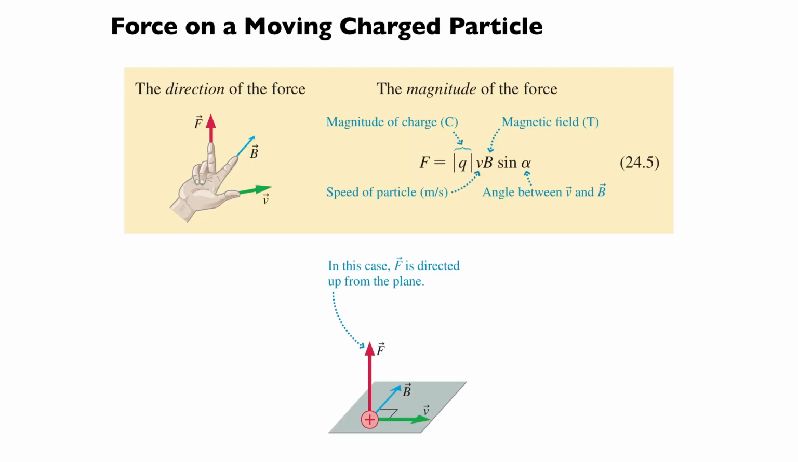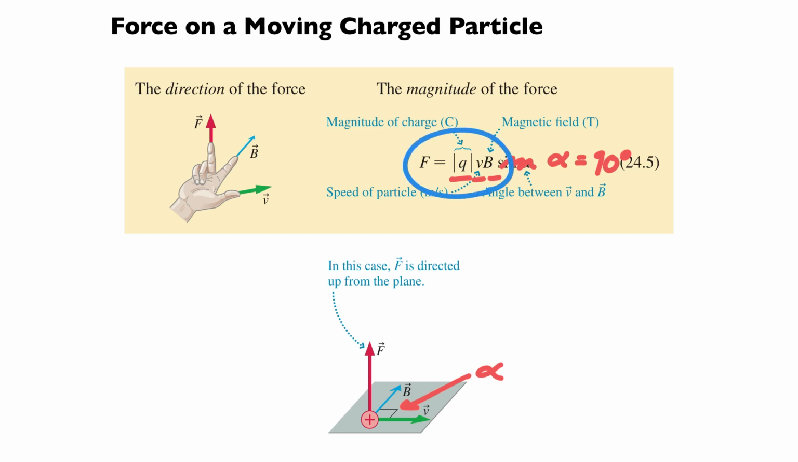Now we're going to turn to the force on a moving charged particle. If you have a charged particle of charge Q moving at a speed v in a magnetic field B, the magnitude of the force is Q times V times B times the sine of alpha. But in fact, we're going to be looking at situations where alpha is basically equal to 90 degrees, so the sine of alpha is equal to 1. Alpha is the angle between B and V, and we'll typically work with situations where that's 90 degrees. The magnitude of the force is Q times V times B.